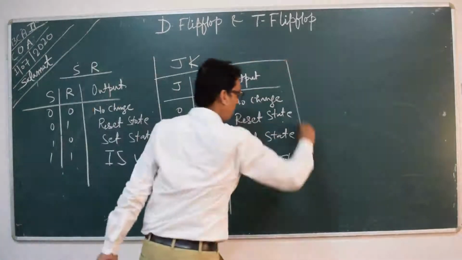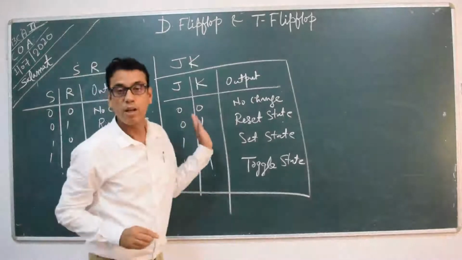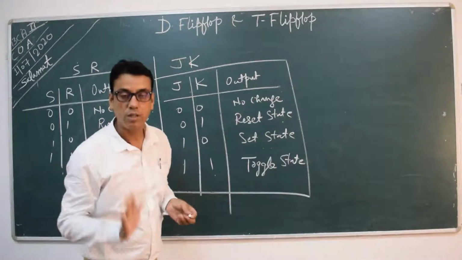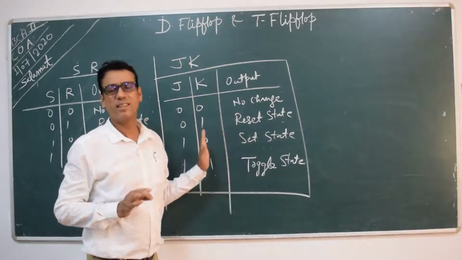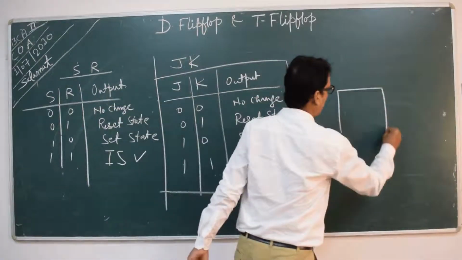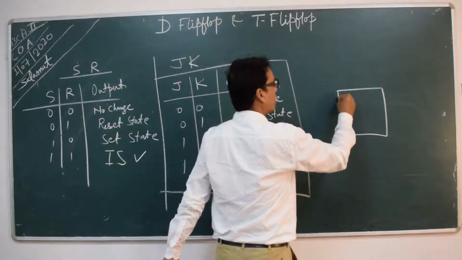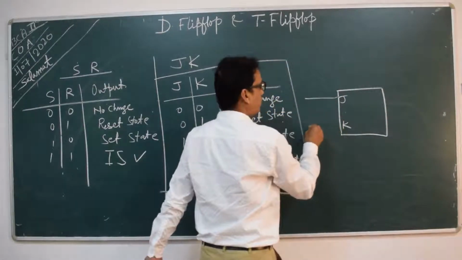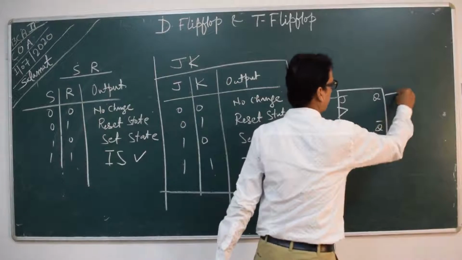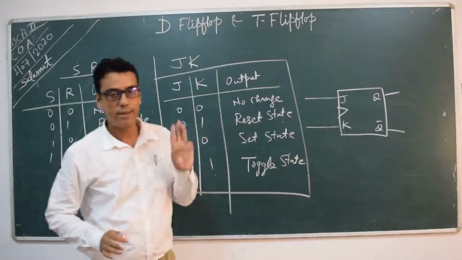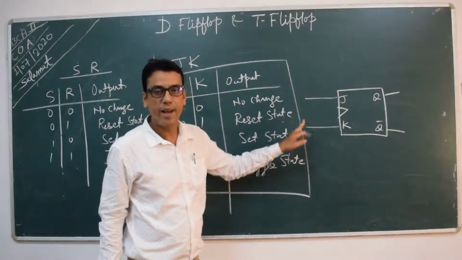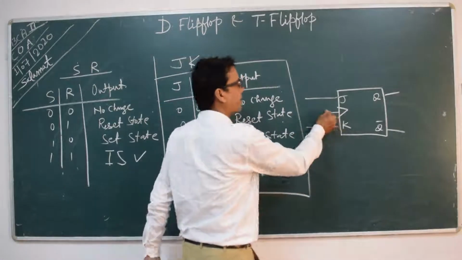Now, I would like to explain the output of the flip-flop in simple words. This set state and reset state seems to be technical and difficult. This is the block diagram of, suppose, J and K flip-flop. This is J and this is K. This is Q and this is Q bar, the output lines. Every flip-flop has 3 input lines and 2 output lines. J and K are the input lines for the data, and this is the gate.